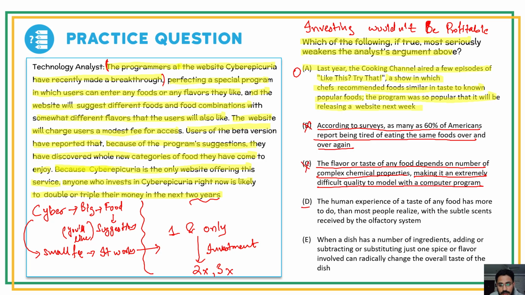Okay, option D: the human experience of the taste of any food has more to do than most people realize with the subtle sense received by the olfactory system. Okay, let's say that's true. How does that say that investing wouldn't be profitable, because it's the one and only website? That's a confusing option. Is the option trying to say that the website wouldn't work because, more than most people realize, the taste of any food has a lot to do with the subtle sense?